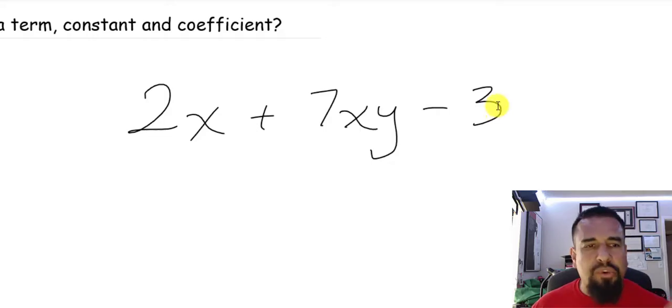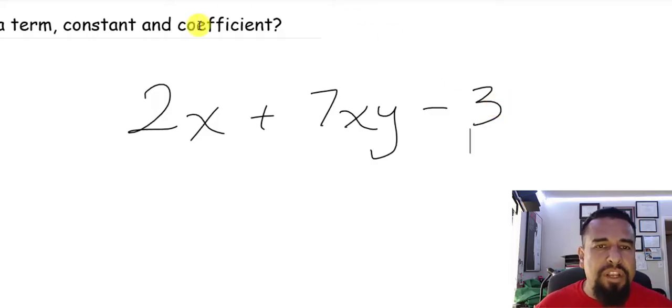All right, so we want to go over what is a term, what is a constant, and what is a coefficient. So if you look right here, the very first one, the 2, anytime you have a number next to a variable, that's called a coefficient. So in this particular expression, we have two coefficients. We have the 2 and we have a 7. Both of those are coefficients because they're right next to variables.